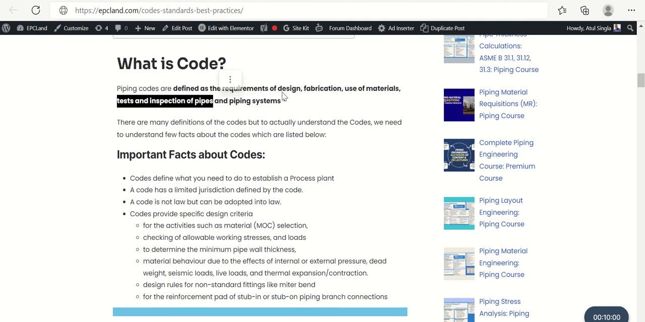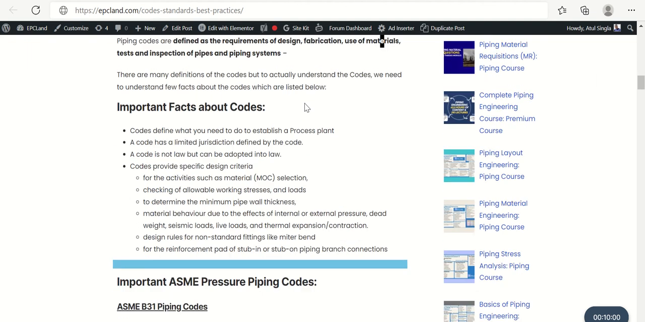So this is the basic system. We are talking about all the piping systems, right? And this is what is required. How we are going to design, how we are going to fabricate, how we are going to manufacture it, how we are going to test whether this manufacturing, fabrication and everything is in line with the requirements or not. So that means these codes are giving us the basic requirements, right, which are globally accepted. So this is just a basic definition.